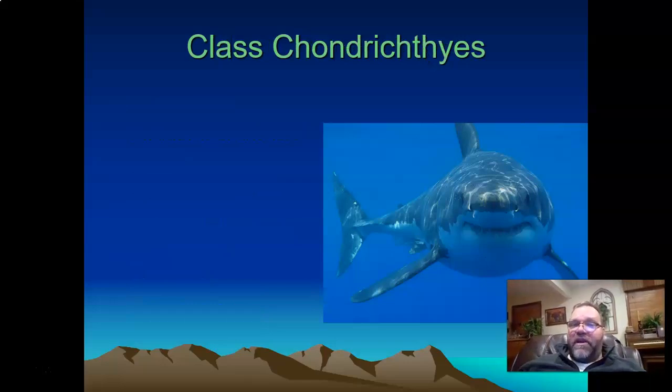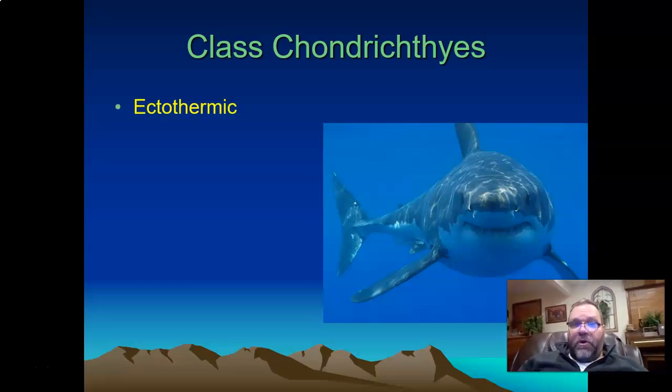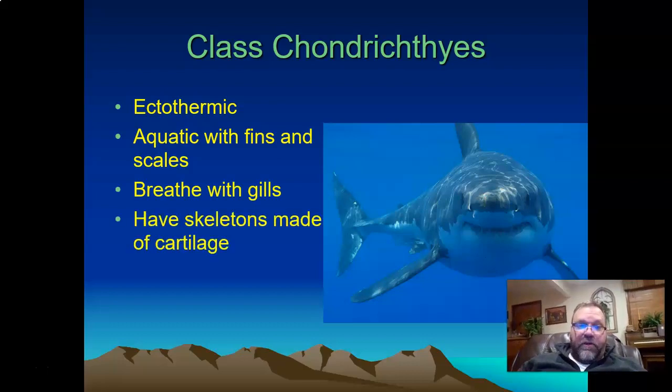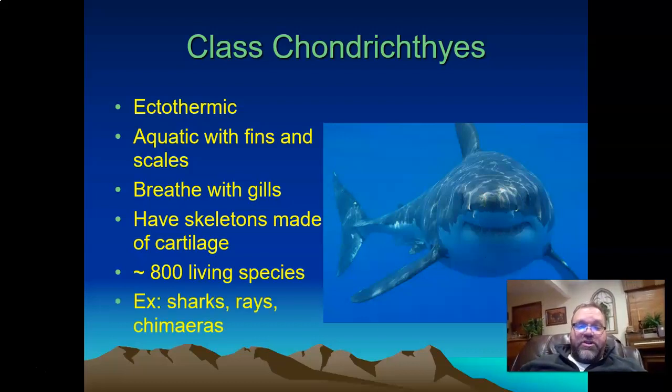Chondrichthyes, again, ichthyes, fish. Chondra this time stands for cartilage. These are fish that have bones made out of cartilage. Actually, there is no bone, it's only cartilage. But they're cold-blooded, they're aquatic and have scales. They breathe with their gills, and the only difference is they have skeletons made out of cartilage. That would be sharks. 800 living species: sharks, rays, and chimeras. So if you have a cartilage skeleton, you're a chondrichthyes.